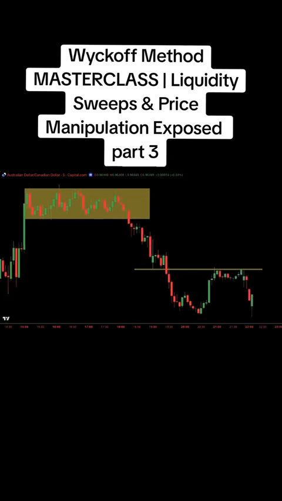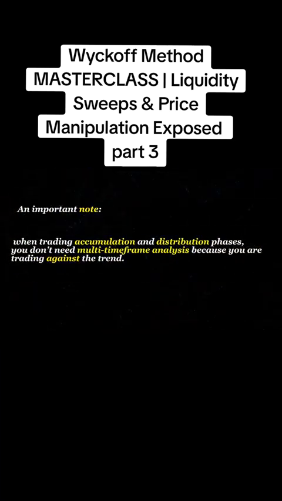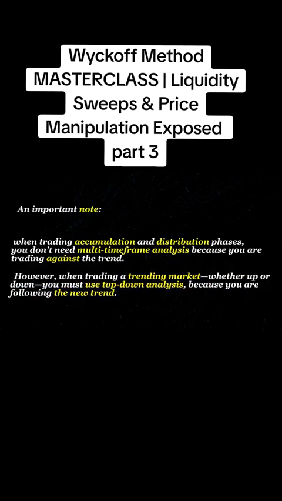That is the move you want to trade. Look at what happened. As you can see, the market moved down. Now, an important note. When trading accumulation and distribution phases, you don't need multi-time frame analysis because you are trading against the trend. However, when trading a trending market, whether up or down, you must use top-down analysis because you are following the new trend.